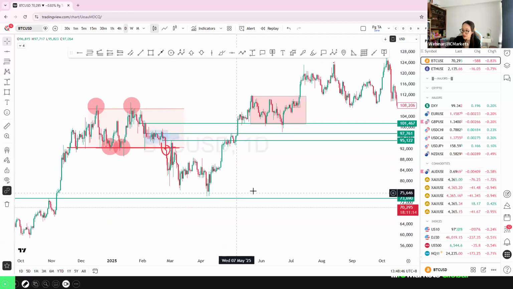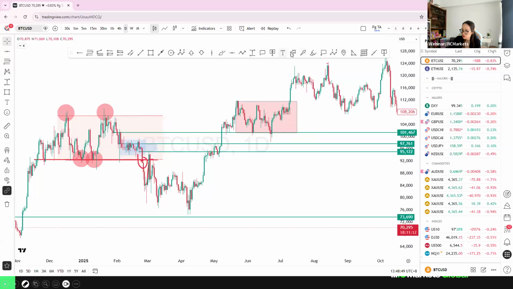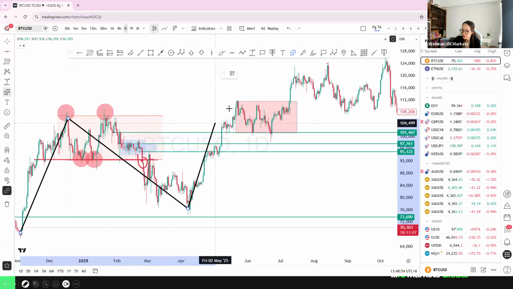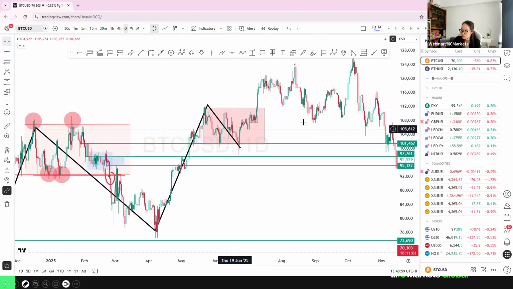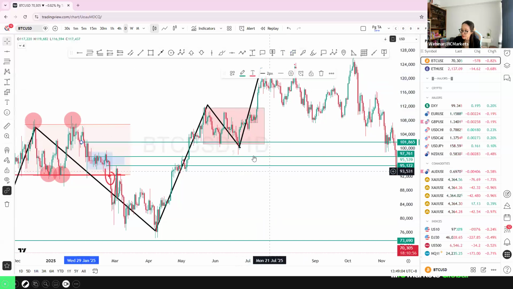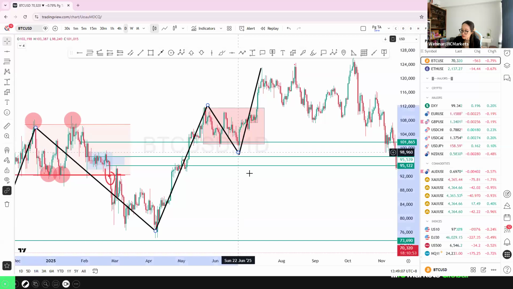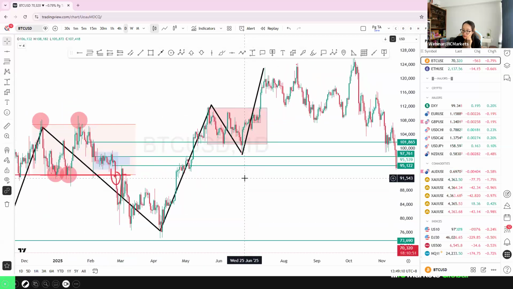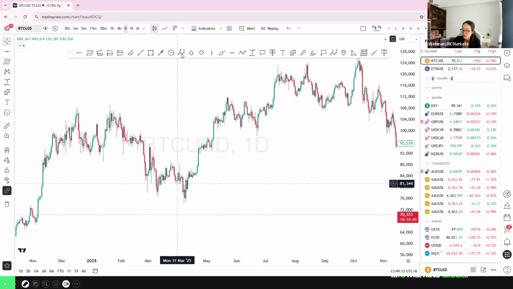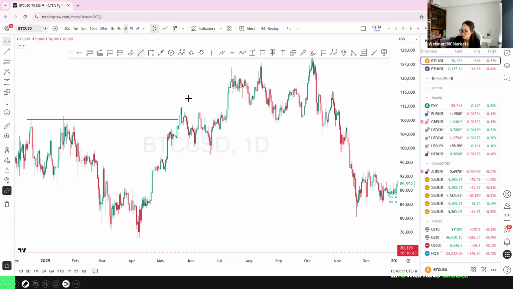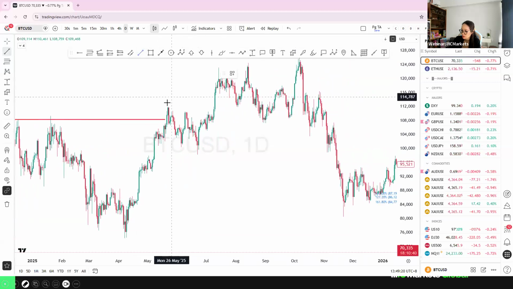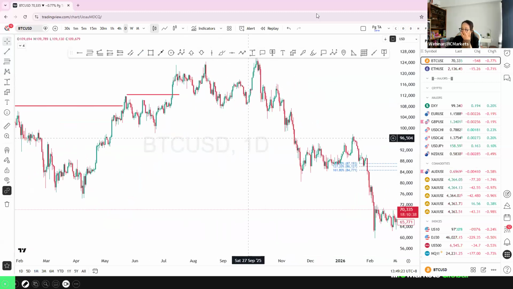Why? Look to your left. The structure is higher high, higher low, higher high, higher low, and it pushed the price to go to this high. So this is the low. You look to the left, right? This still makes the break of structure here, and so on and so on.